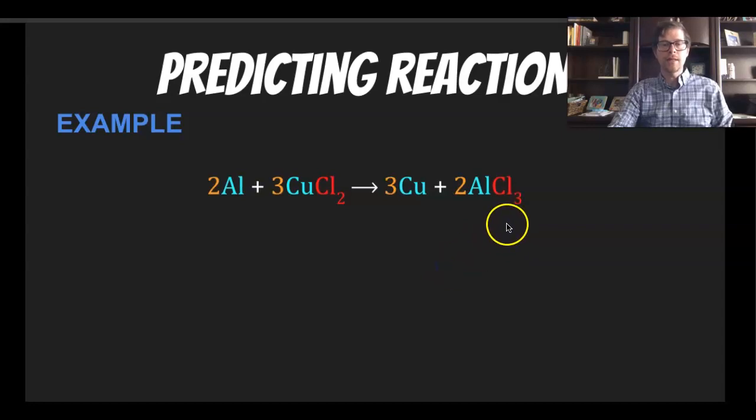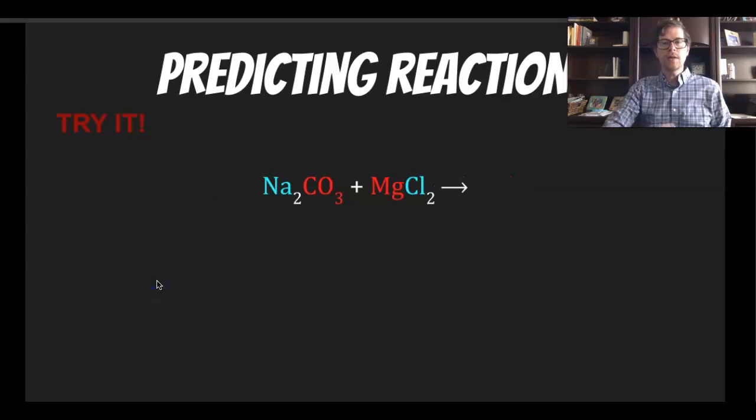And then we've got to balance it. Looking at the fact that there were different numbers of chlorines on both sides, I balanced it by putting in some coefficients there. And you can see now we have 2 aluminums on both sides, 6 chlorines on both sides, and 3 coppers on both sides. Okay, now here's one to try yourself.